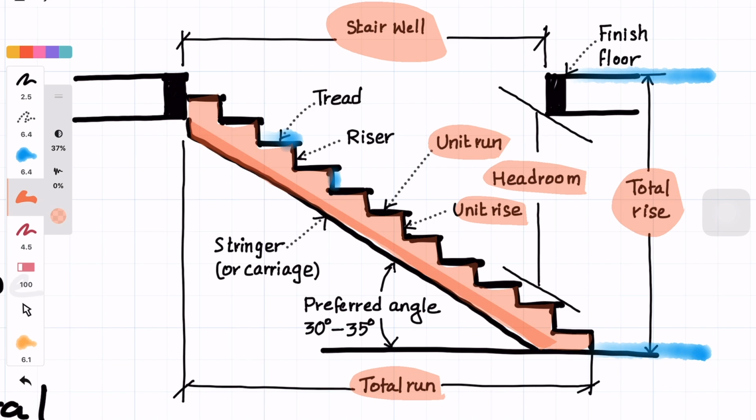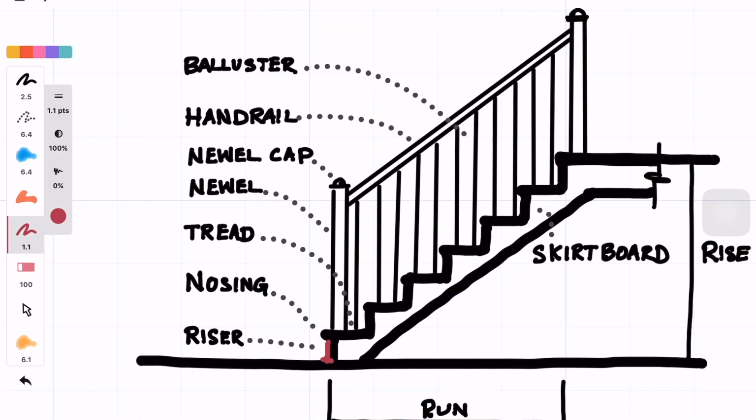And now coming to the detail, as we already discussed, this vertical face is called the rise. This horizontal surface for stepping is called tread. This particular corner where we have the curved edge is called nosing. The end post is called newel. Small element on top of the newel is called newel cap. This horizontal element for holding the hand is called handrail.